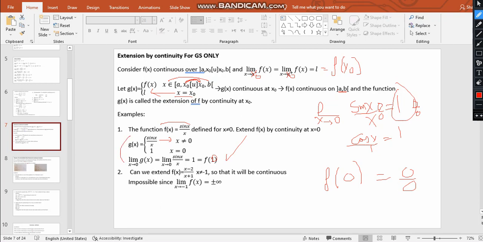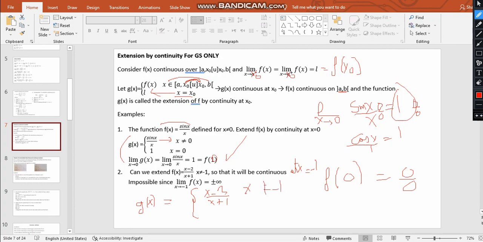Now, in number 2, can we extend f of x equals x minus 2 over x plus 1 so that it will be continuous at x equal, for example, minus 1? It's impossible. Why? Because no matter what you do, suppose you said g of x equals x minus 2 over x plus 1 if x is not equal to minus 1.